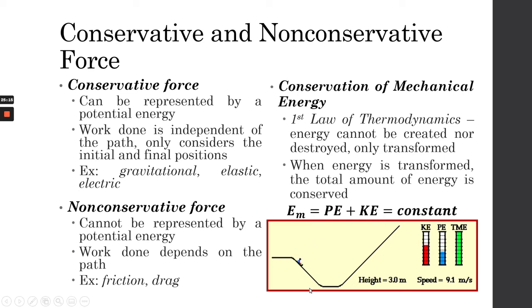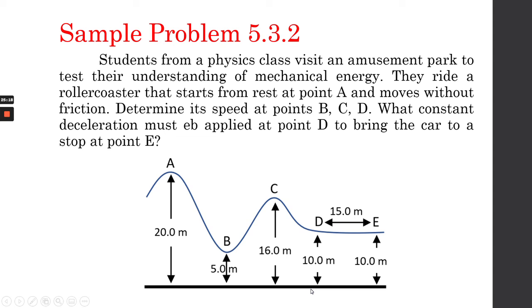And we can actually measure this total energy. No? Let's have this as an example. So a student from a physics class visited an amusement park to test their understanding of mechanical energy. They ride a roller coaster that starts from rest at point A. So we have a roller coaster that starts from A and it moves without friction. Is necessary because otherwise we have to consider friction. Determine its speed at point B, point C, and point D. What constant deceleration must be applied to point D to bring the car to stop at point E. So there's a lot of things going on.